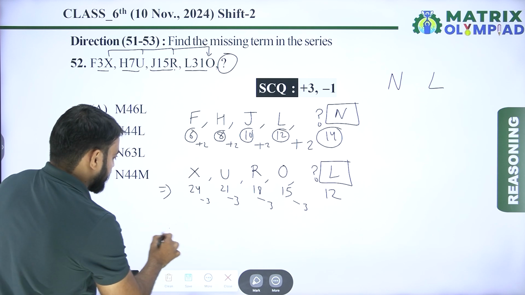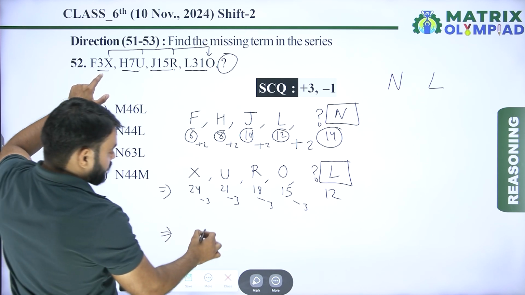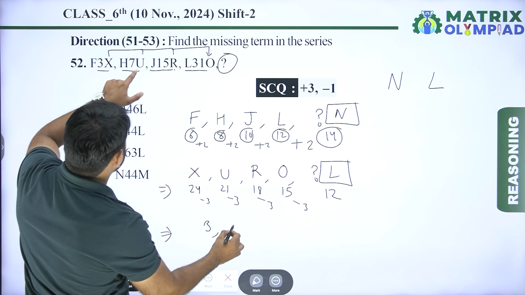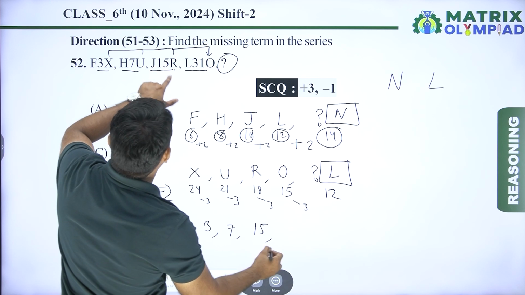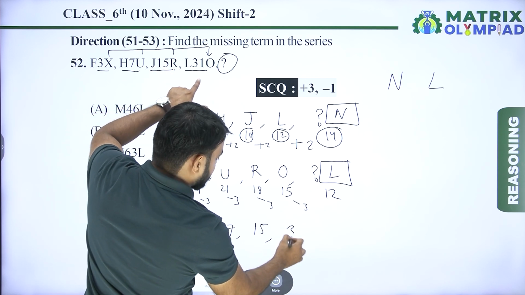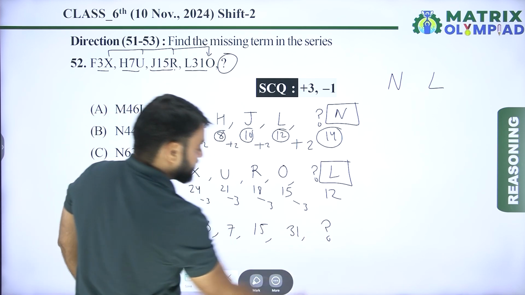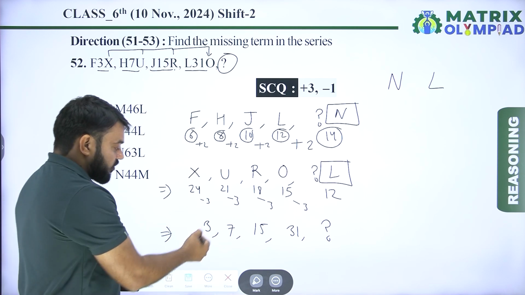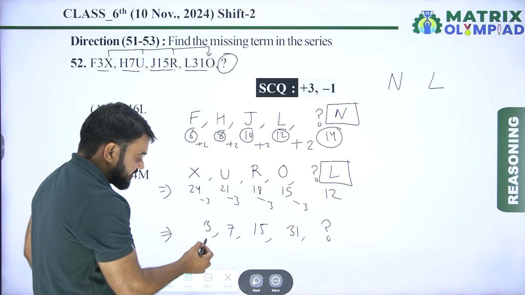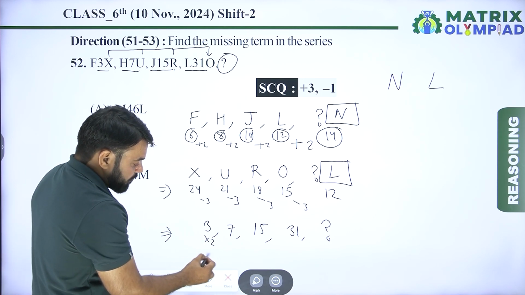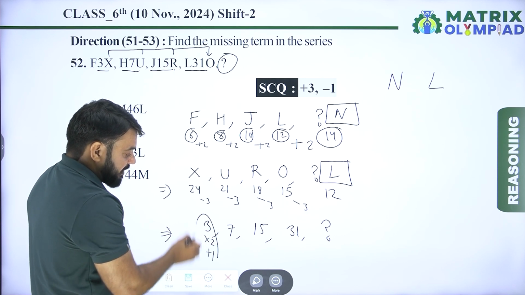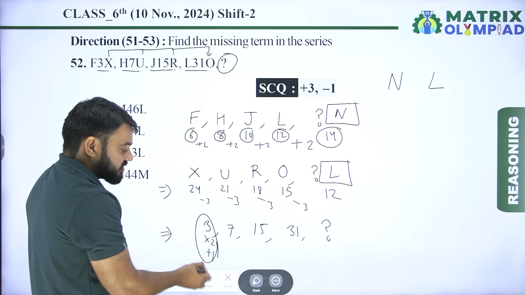Now taking the number series. The number series is 3, 7, 15, after 15 next is 31, and after 31 the next is missing. So find the pattern of the number series. The pattern of the series is 3 multiplied by 2 plus 1, it means 3 multiplied by 2 is 6, plus 1 it means 7.